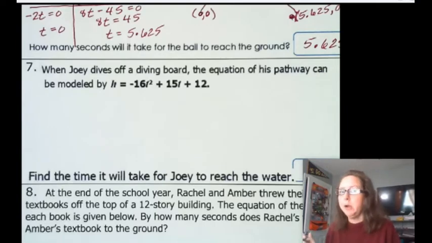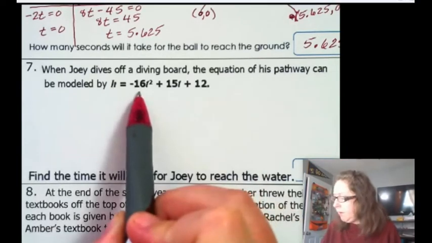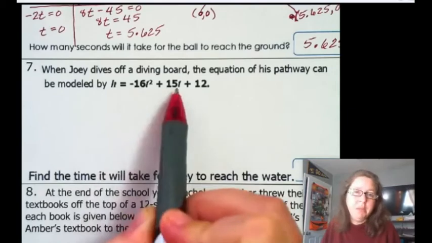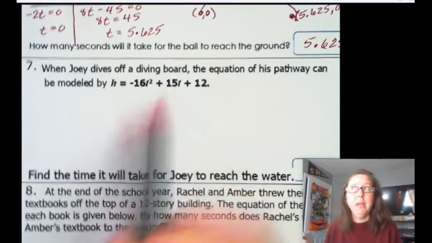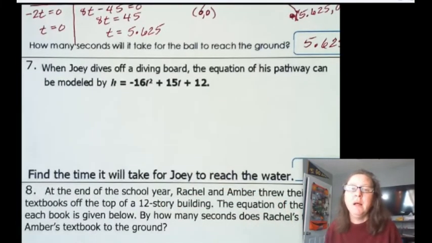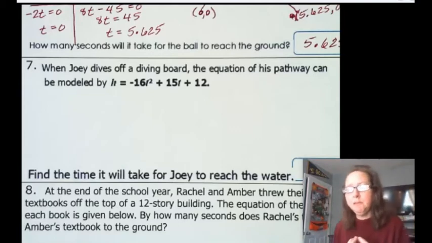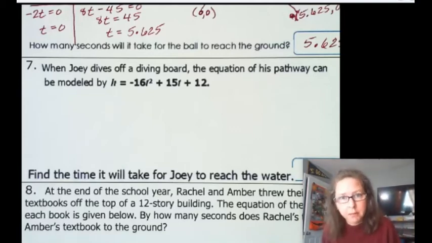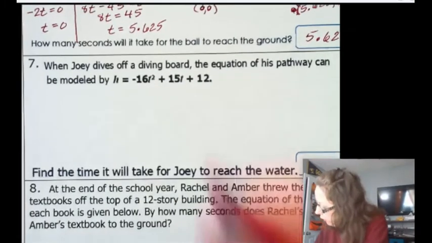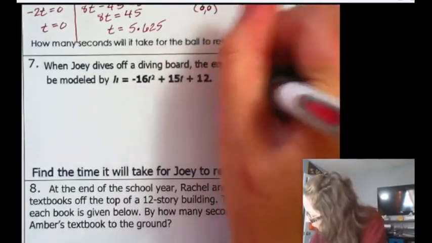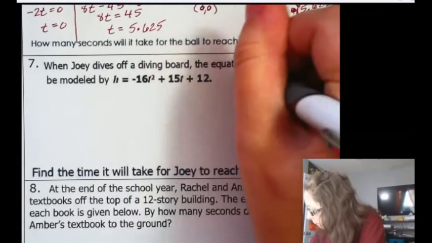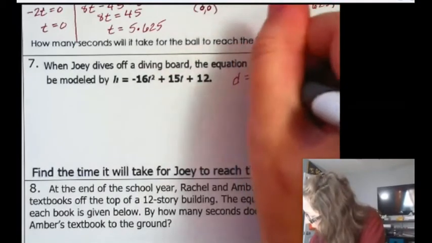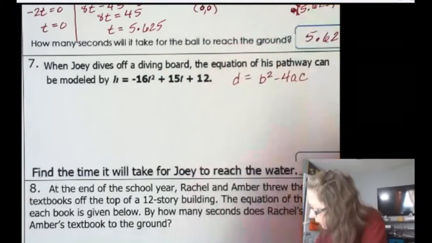Completing the square. Well, my a value does not equal 1, and the b value is not an even number, so I can't complete the square. That leaves me with either factoring or the quadratic formula. So let's find the discriminant to see which method is going to be easier for us. The discriminant, if you remember, is b squared minus 4ac.